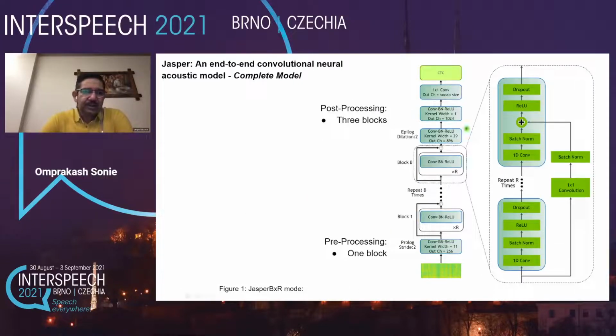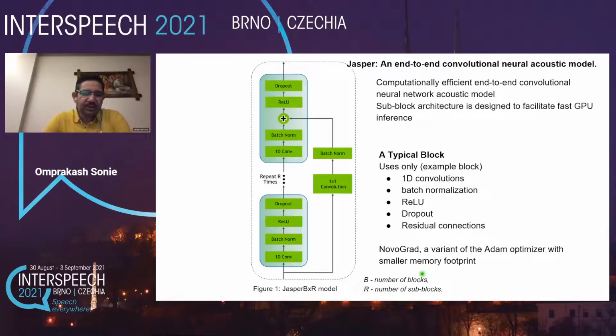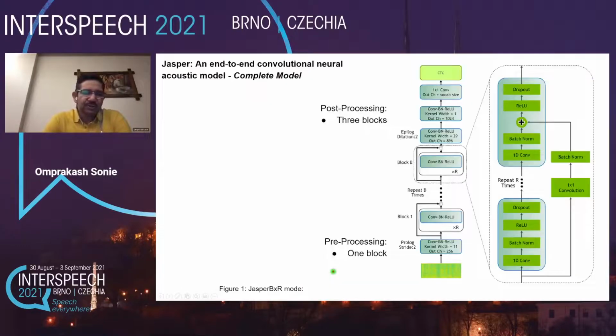And then, in the case of the complete model, what I showed earlier was just this zoomed part. Now how this fits into the overall architecture is, this is the block, and prior to this we have one pre-processing block, and post that we have 3 post-processing blocks. So this is the complete model.